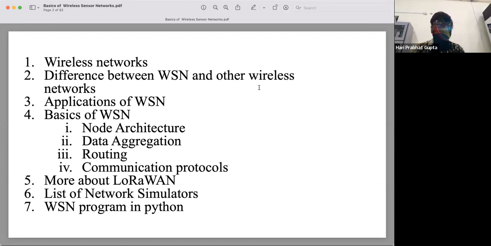Then we cover the basics or the components of the wireless sensor network: node architecture, data aggregation, routing, and communication protocols. Especially, we cover much about the LoRaWAN protocols, and we also see a list of network simulators. And finally, we come to one Python program for the wireless sensor network.